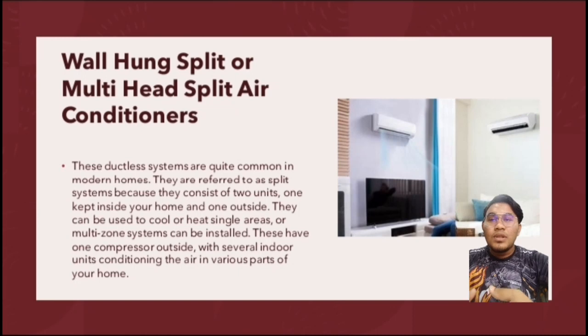Next is wall hung split or multi-head split air conditioners. These ductless systems are quite common in modern homes. They are referred to as split systems because they consist of two units, one kept inside your home and one outside. They can be used to cool or heat single areas, or a multi-zone system can be installed. They have one compressor outside, with several indoor units conditioning the air in various parts of your home.